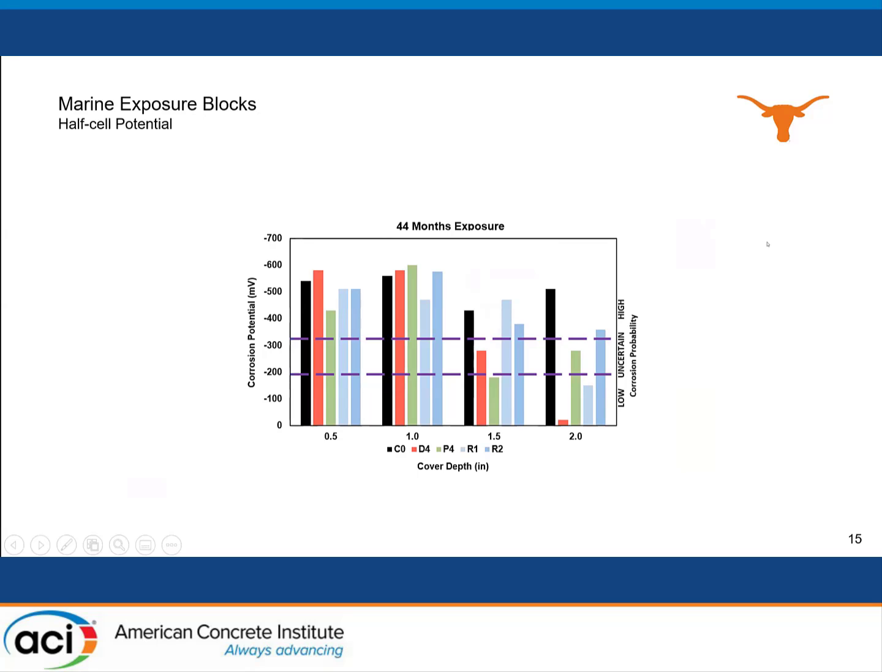This is the half-cell potential on the exposure block. So we're measuring voltage between a reference electrode at the top and the layer of bars, and we have the different depths at the bottom: 1/2 inch, 1 inch, 1.5, 2 inches. This is at 44 months exposure, about 3 years. And we see that we have low, uncertain, and high probabilities of corrosion based on voltages. And we see that nothing at the 1/2 inch and the 1 inch will prevent corrosion in an OPC mix at those depths. However, the 1.5 and the 2 inches, that's where it's getting more interesting.